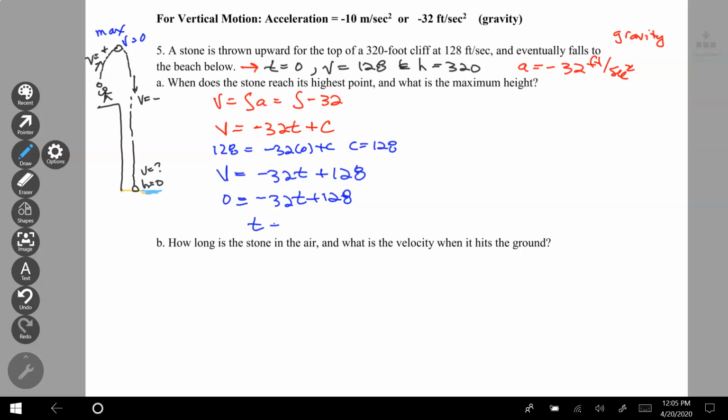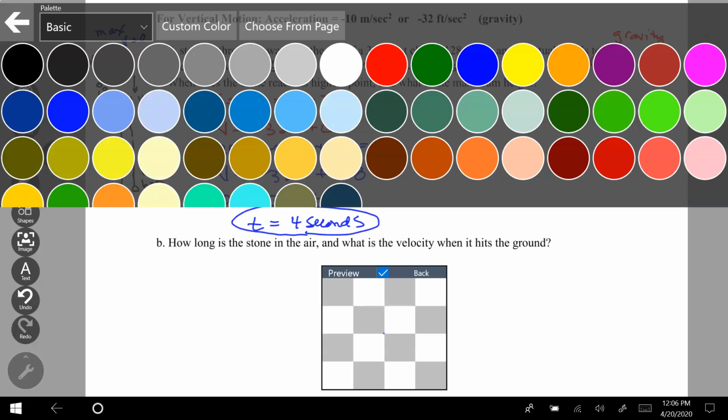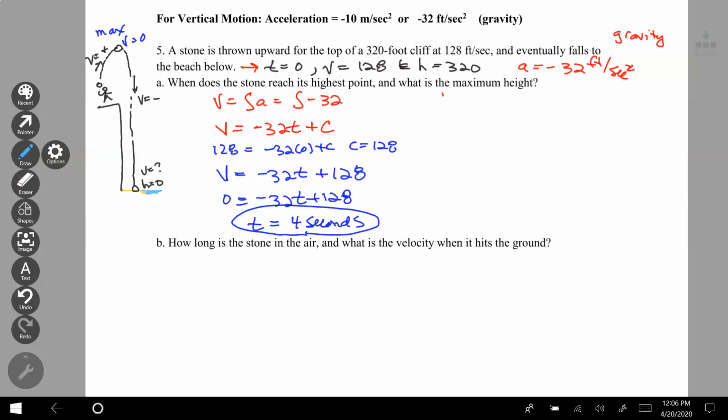I solve for t, and I get at 4 seconds, it hits the maximum height. Well, what is that maximum height? So my height equation is just the antiderivative of my velocity, or negative 32t plus 128 dt.